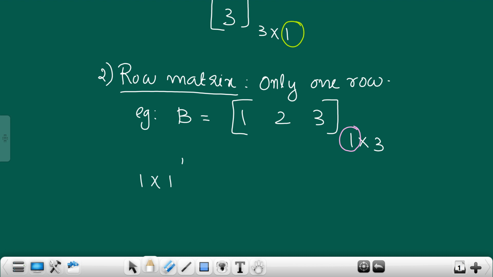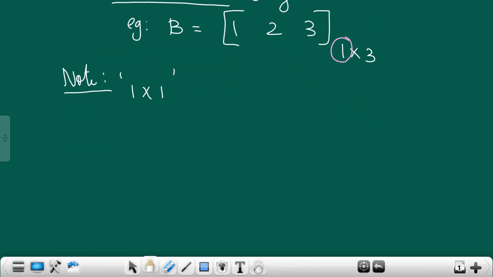A 1 by 1 matrix is both a row matrix and a column matrix. Please write it down as a note. 1 by 1 matrix is both a row matrix and a column matrix.